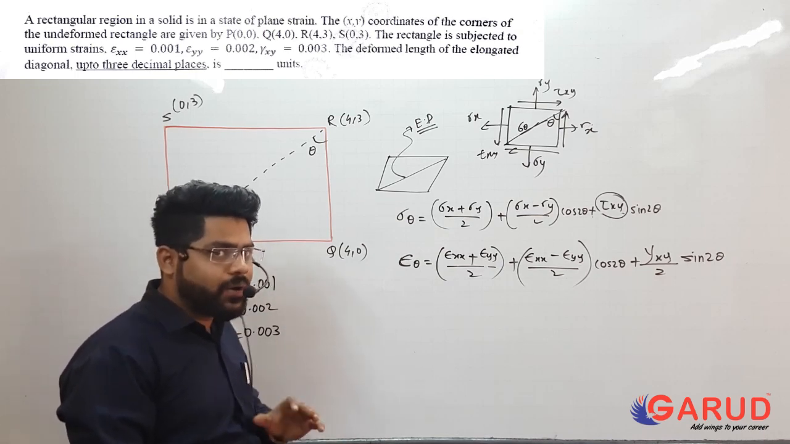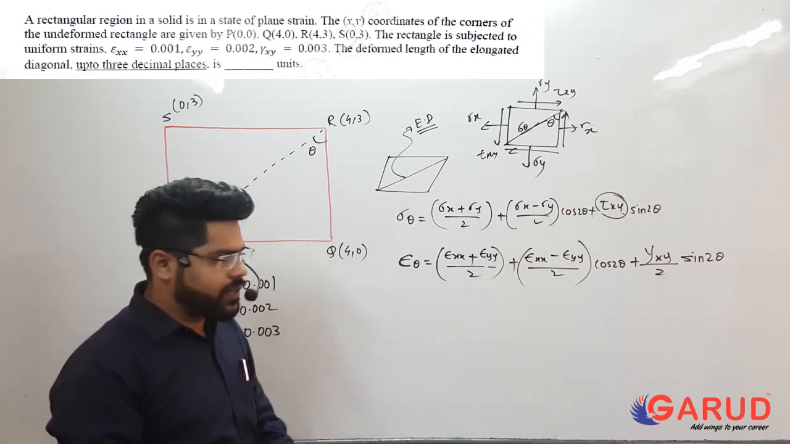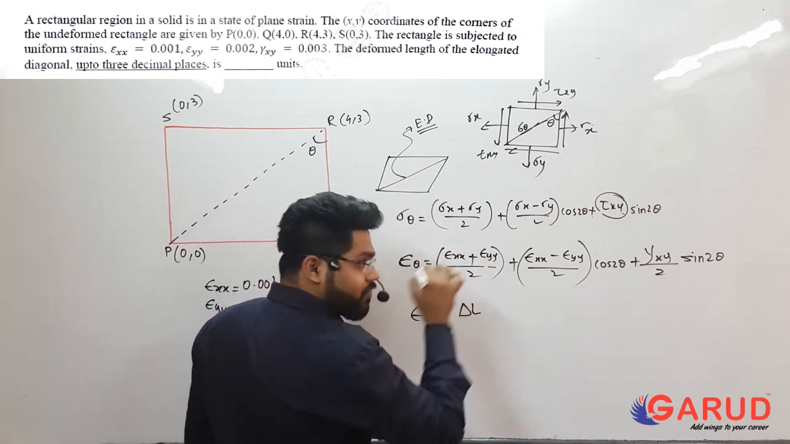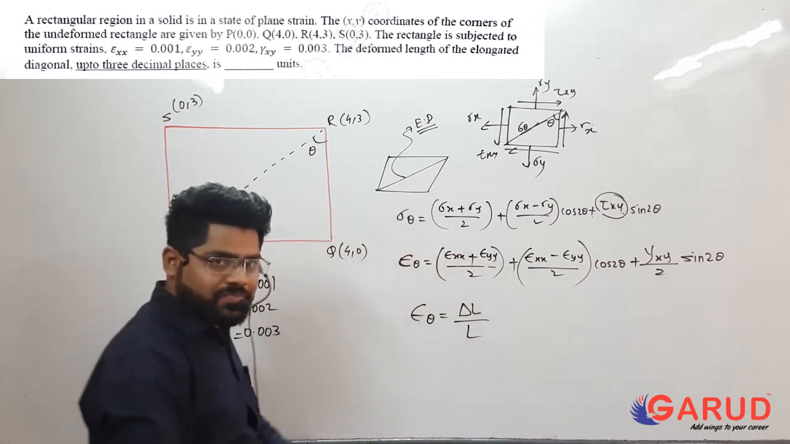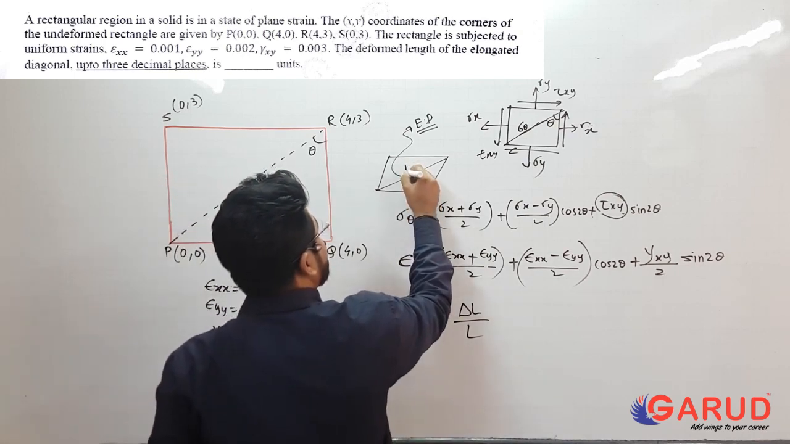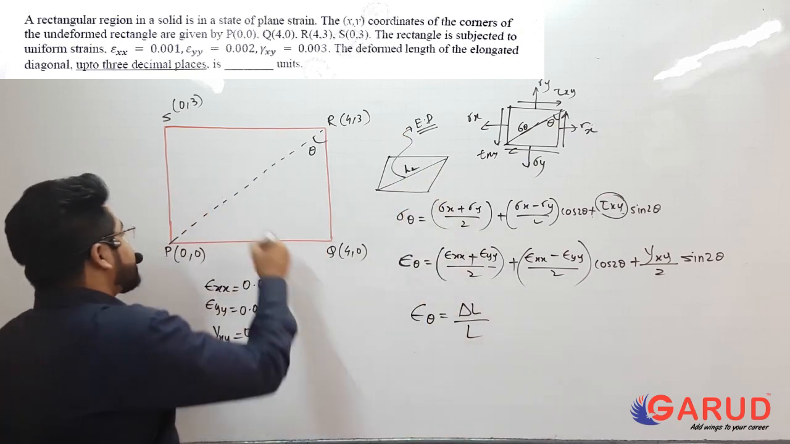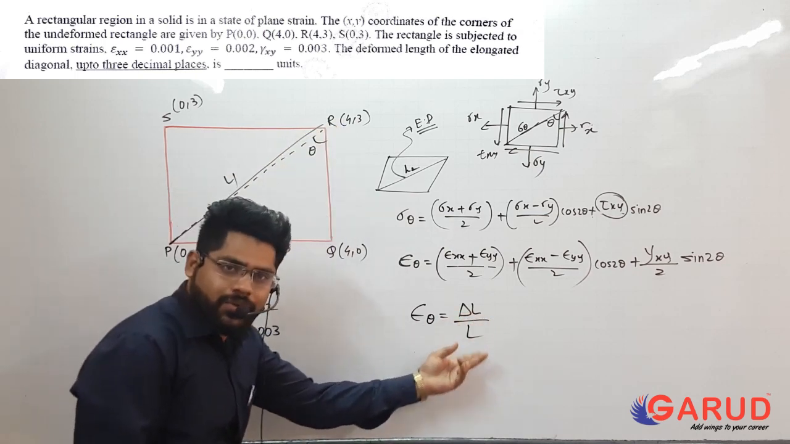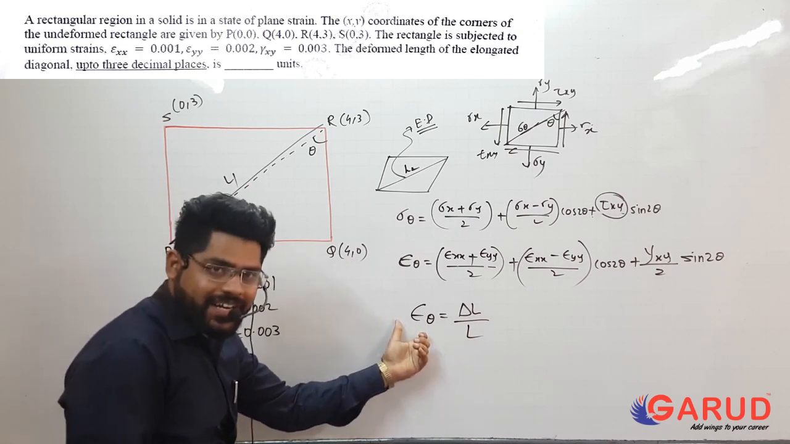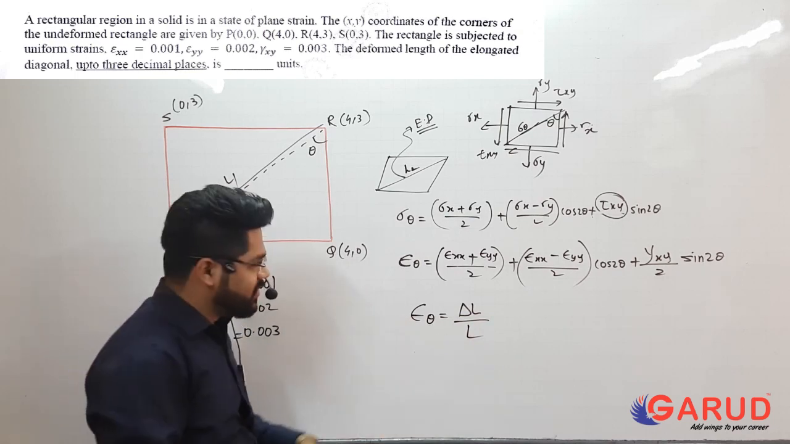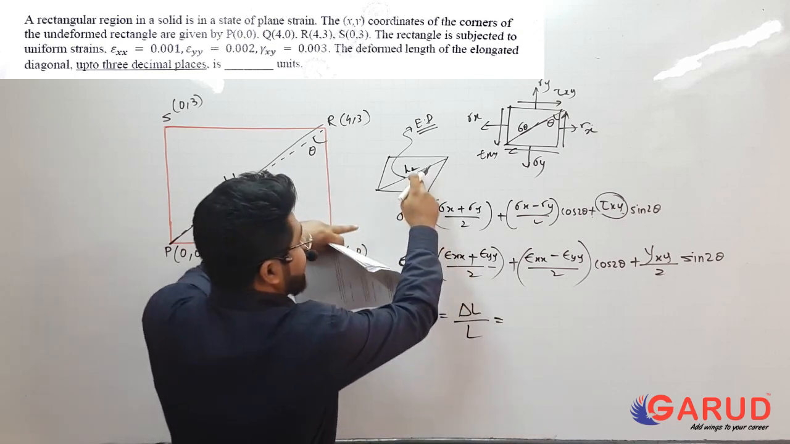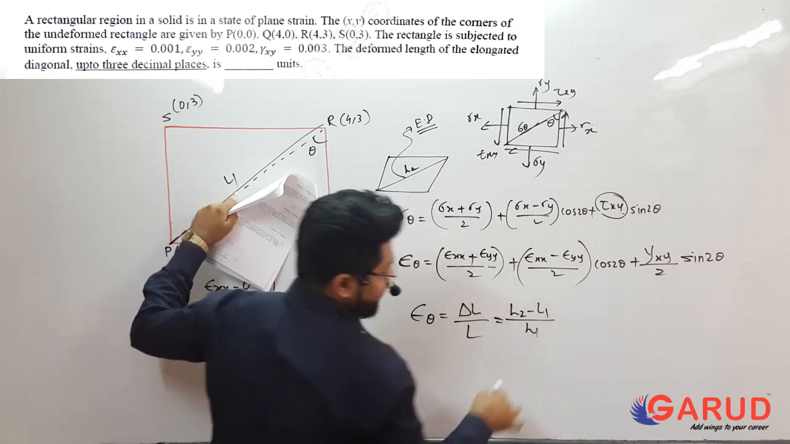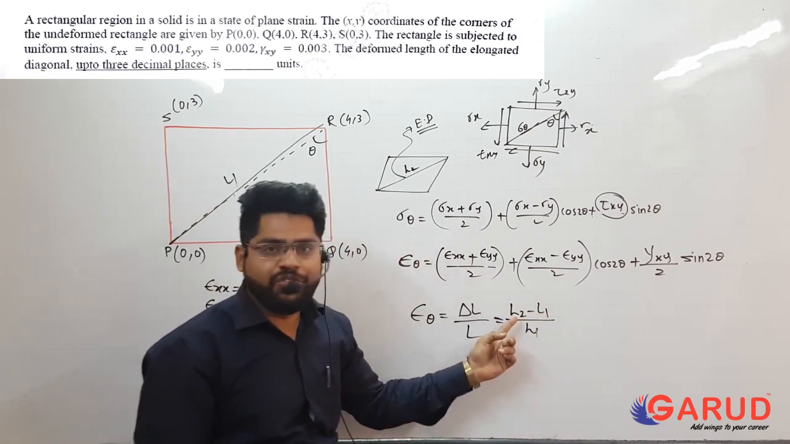It is nothing but the strain on that plane. What is strain? Can't I write epsilon theta is also equal to change in length of that plane upon original length? Suppose this is my final length, and this is my original length. What is strain? Change in length upon original length. So if I find the value of epsilon theta, what is delta in this case? Can't I write L2 minus L1? Am I right? I can write L2 minus L1 upon L1. What is L2? You have to find it out.